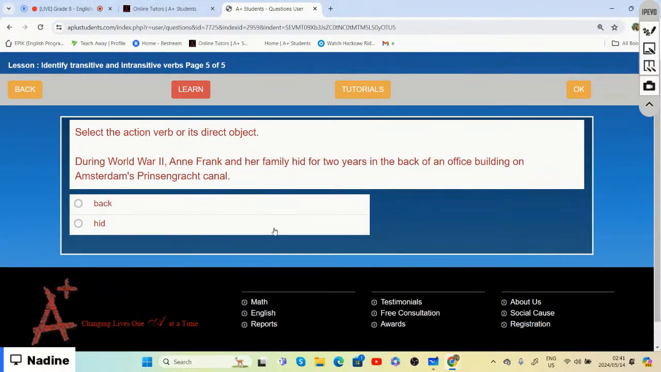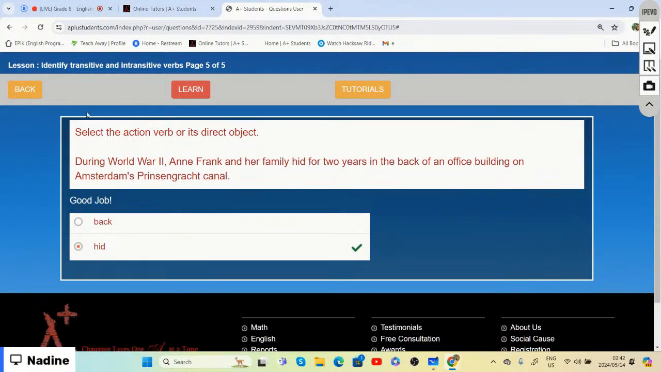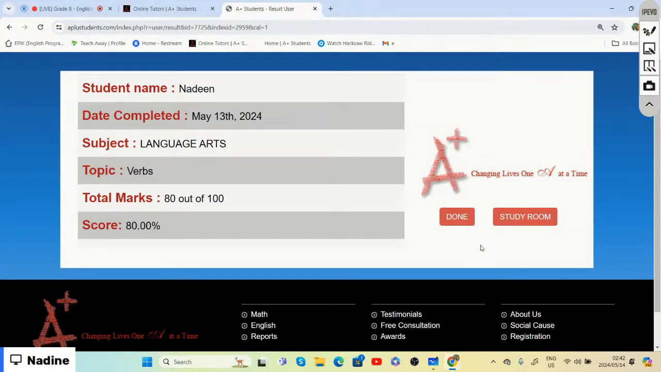During World War II, Anne Frank and her family hid for 2 years in the back of an office building on Amsterdam's Prinsengracht Canal. So during World War II, Anne Frank and her family hid for 2 years in the back of an office building on Amsterdam's Prinsengracht Canal. So hid is our action verb, right?